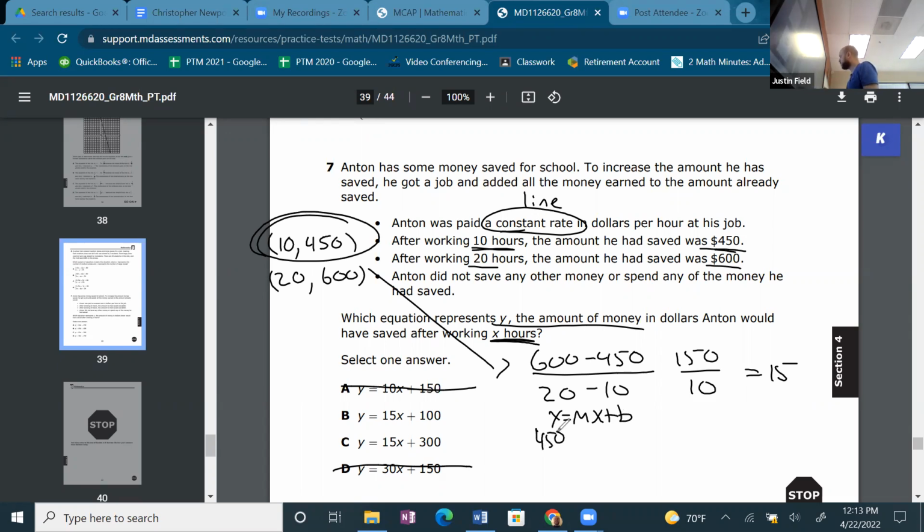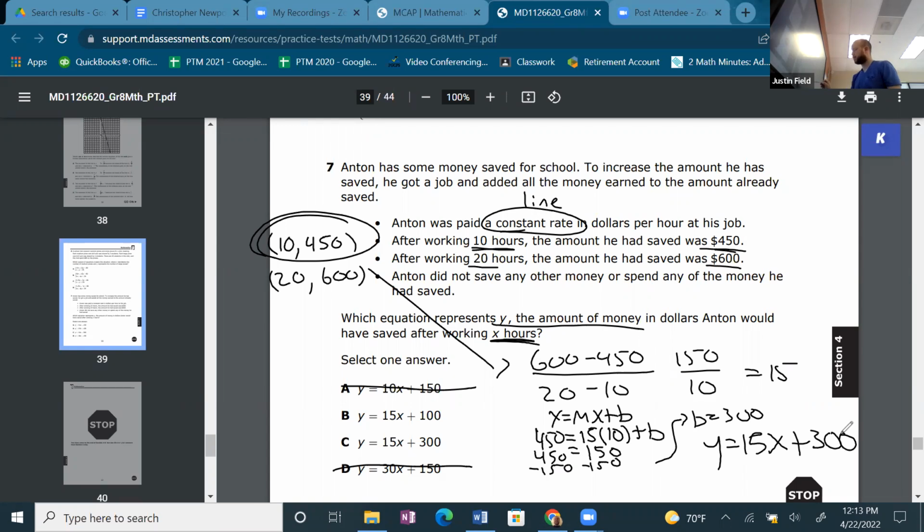450 equals 15 times 10. All right, so 150. Subtract the 150. 300. So b equals 300. Y equals 15x plus 300. There it is. All right, there you go.